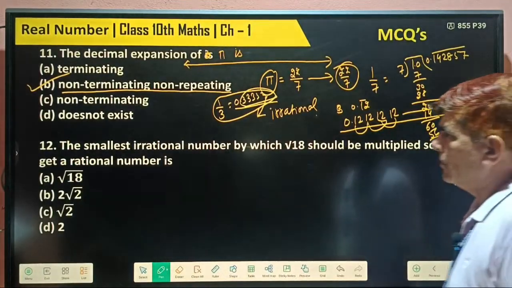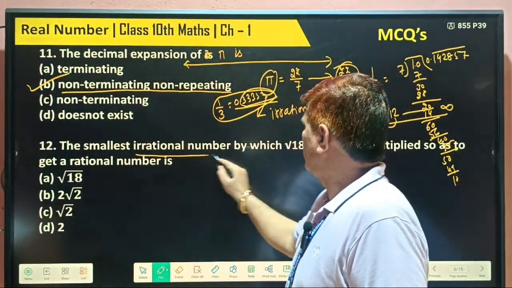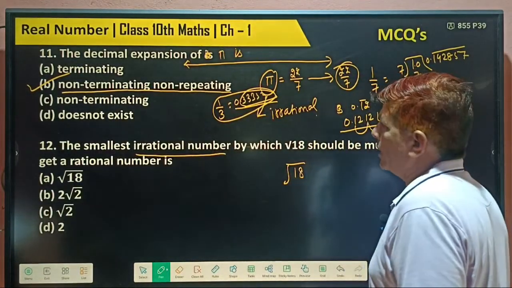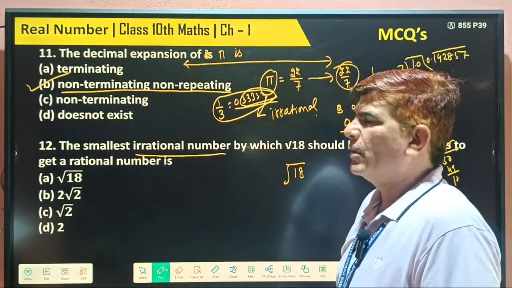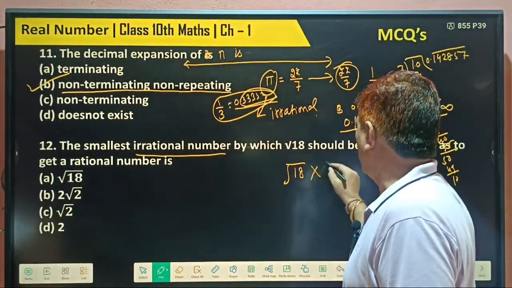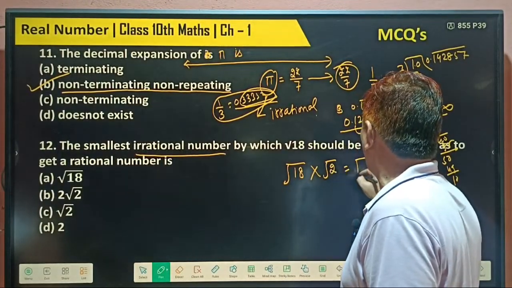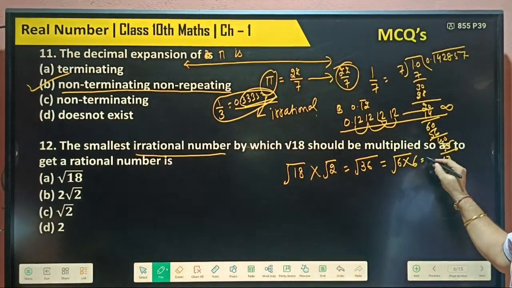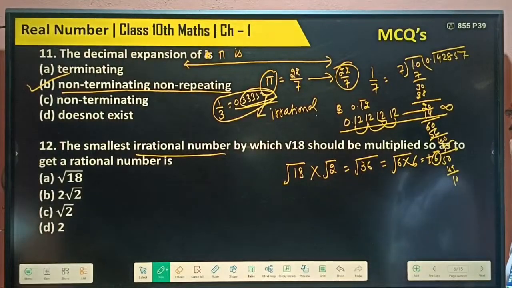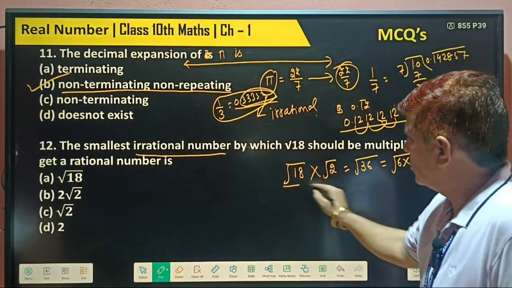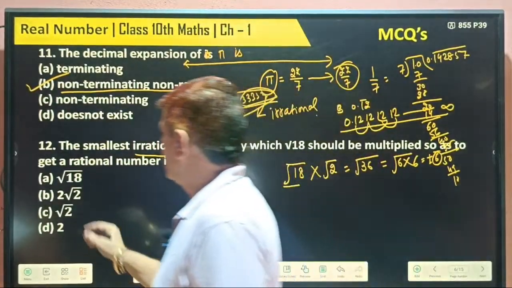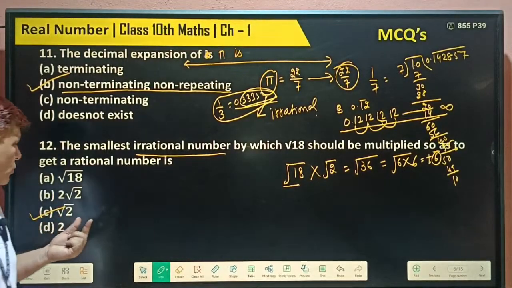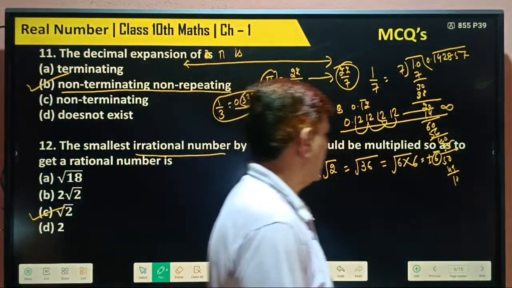Question number 12: the smallest irrational number by which root 18 should be multiplied so as to get a rational number. If we multiply this by root 2, it becomes root 36, and that we can write as 6 into 6, so the root is plus minus 6. This is a rational number. So we multiply root 18 by root 2, the smallest such number. So which one is your answer? C is our answer.